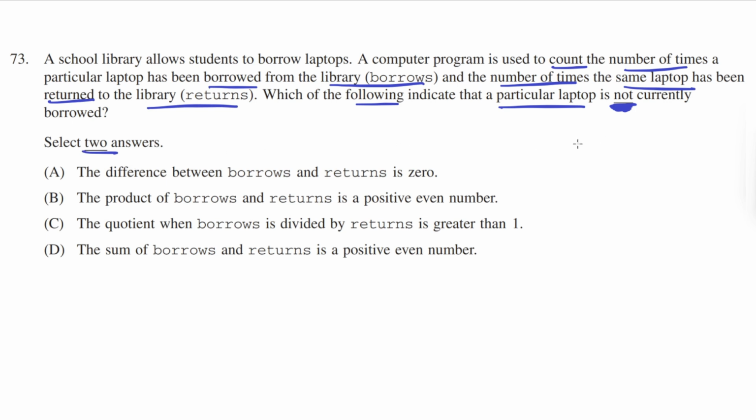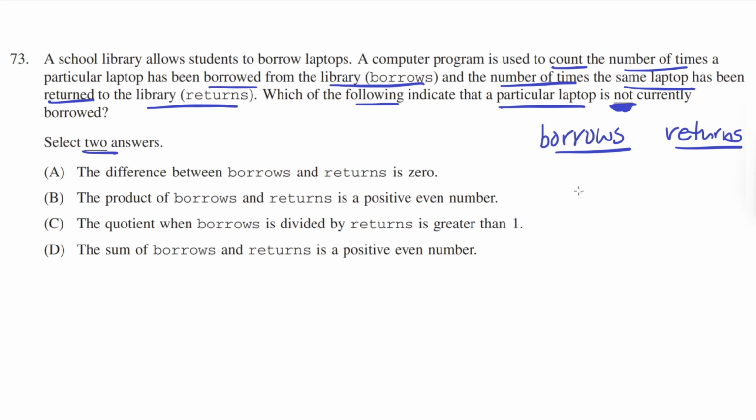So, if a computer program counts the number of borrows and the number of returns, assuming that the laptop starts off in the library, meaning it hasn't been borrowed yet, that means the number of borrows and the number of returns, if they equal each other, that means that the laptop is currently not being borrowed, because for every time it was borrowed, it was returned.